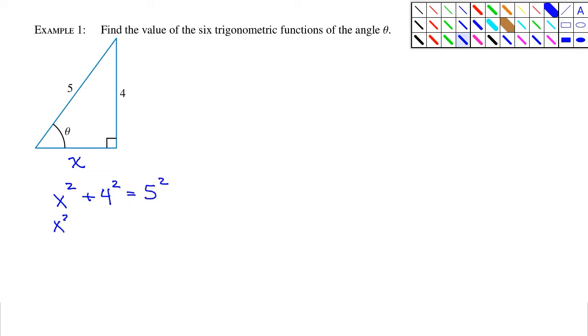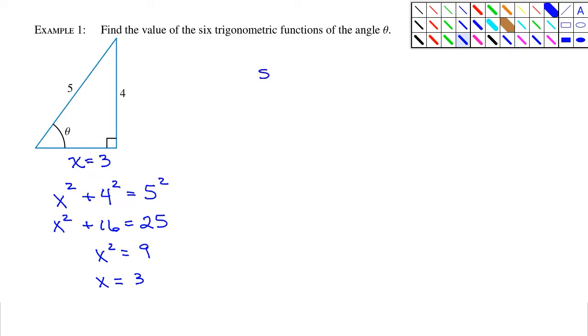And this is our favorite one. We get x squared plus 16 is equal to 25. So x squared is equal to 9, and x is equal to 3. Because we're dealing with triangles just out in the open, there is no positive or negative orientation. All the legs in this case will be positive. So x is equal to 3.